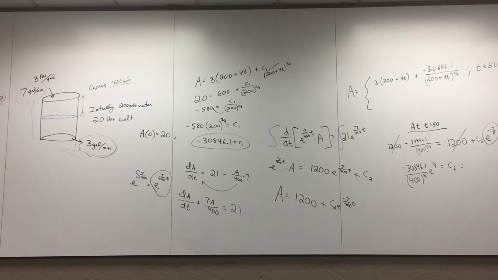What is that? You got negative 827.3. All right, we need confirmation. We always need confirmation.